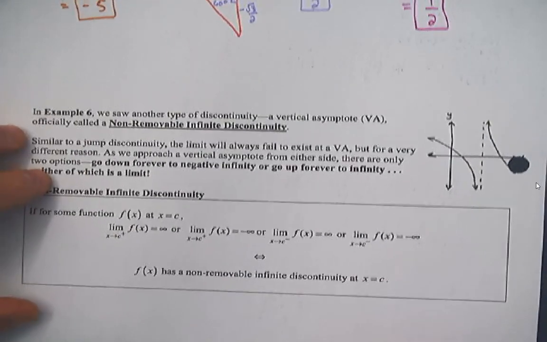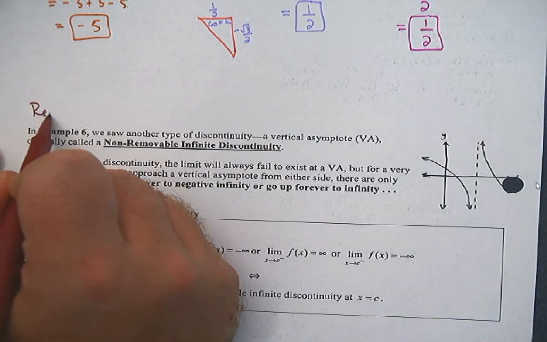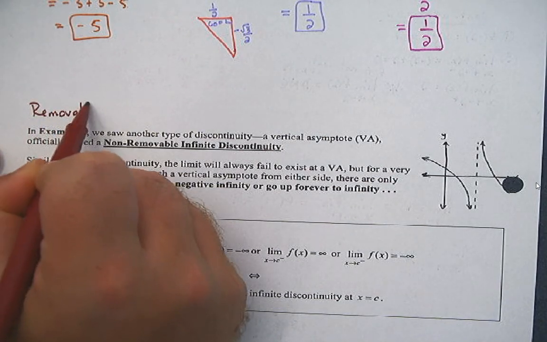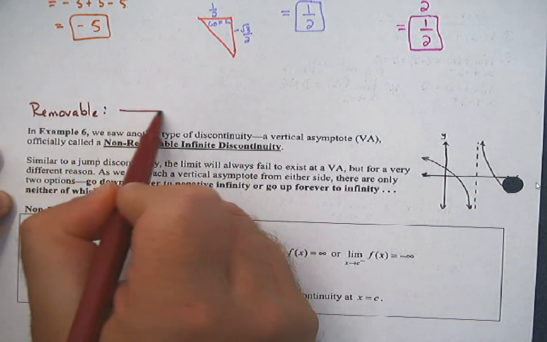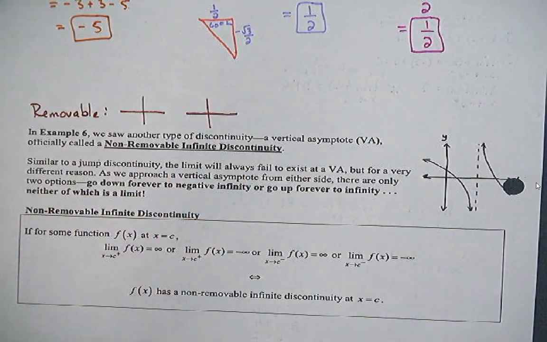So we've talked about the two removable kinds of discontinuity. There are two kinds of removable discontinuities. The first one is a hole.